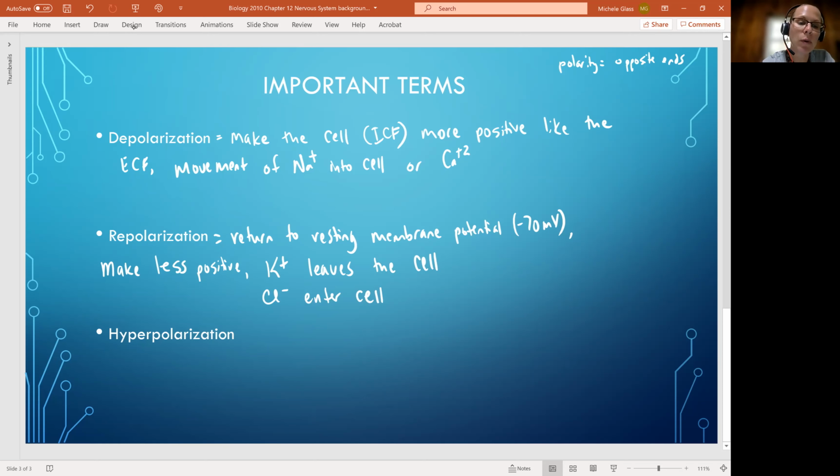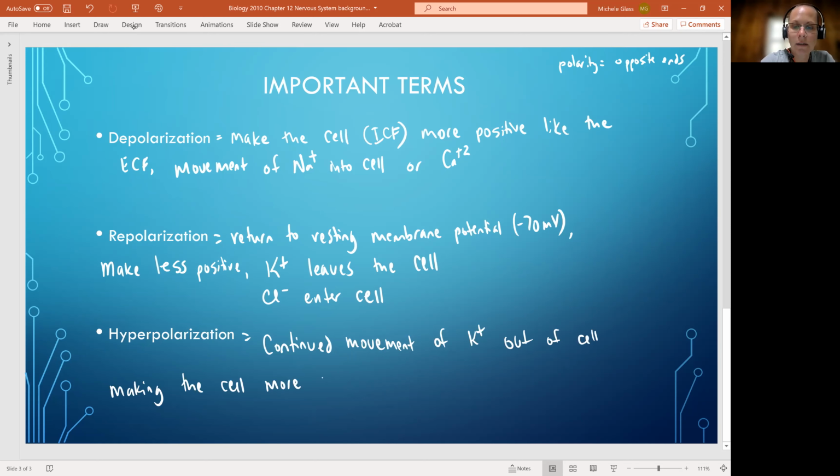In the case of hyperpolarization, you're making that polarity, that difference across the membrane, more extreme. So here, this is caused by continued movement of potassium out of the cell, making the cell more negative than resting, which is negative 70 millivolts.